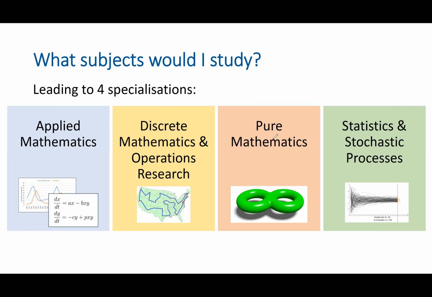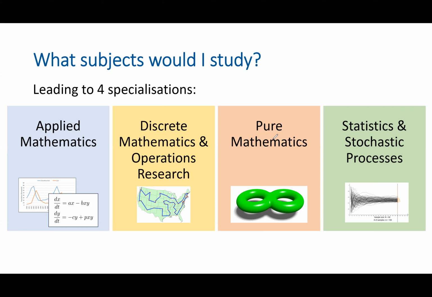Pure mathematics. Pure mathematics has a focus on understanding abstract mathematical concepts, and it has an emphasis on proof and rigor. And finally, statistics and stochastic processes. Statistics is the tools that measure, control, and reduce uncertainty, help us draw sensible conclusions from noisy data. And stochastic processes is the mathematics that models random processes.